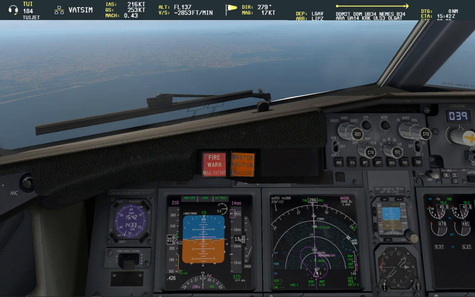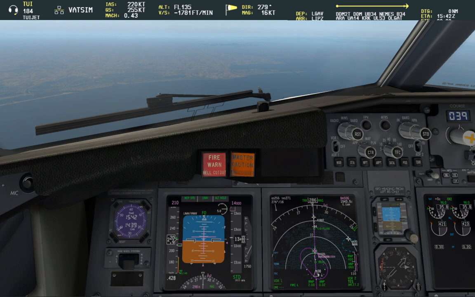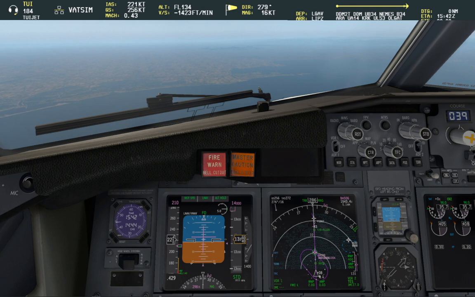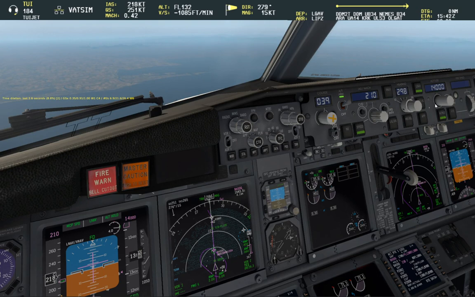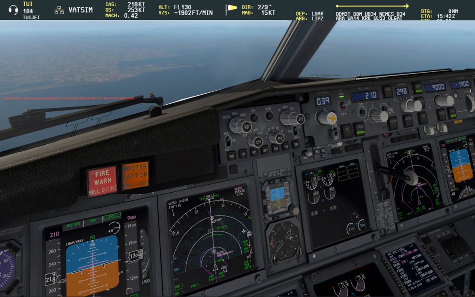EJET 184, TCAS RA descending. Speedbird 641, go ahead. EJET 184, flight level 130. Stop descent 130. Okay, stop descent at level 130, EJET 184. Sorry, EJET 184, continue descent level 90. Descent level 90, EJET 184. Vertical speed 1500.